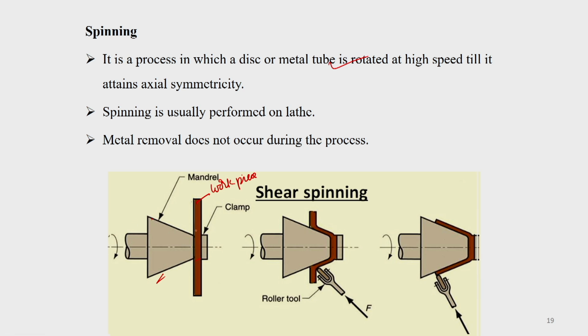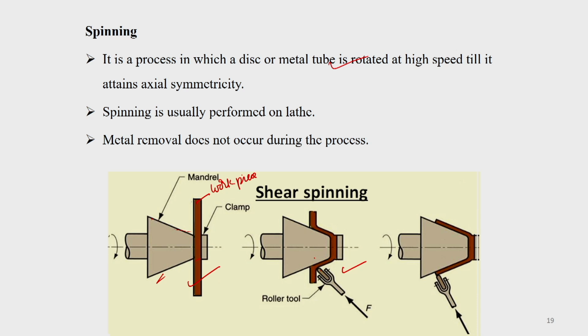Whereas in shear spinning, not only is that shape obtained, the clearance between this roller and your mandrel is very small, so there will be a thinning effect. A lot of plastic deformation takes place by means of the roller tool, and the thickness gets reduced. This is the starting stage, this is the intermediate stage, and this is the final shape. Initially your blank thickness was this much, but the side wall thickness you get is much less than that. That is what is called shear spinning.